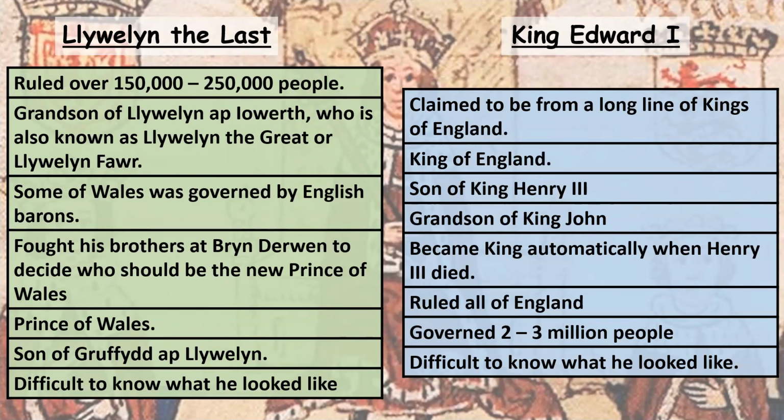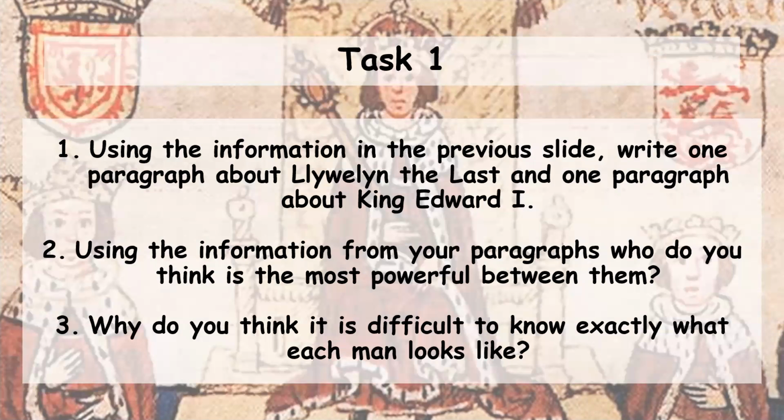Here are some tables, some facts about Llywelyn the Last as Prince of Wales and King Edward I as King of England. Your first task is to use the information in the previous slide to write 1 paragraph about Llywelyn the Last and 1 paragraph about King Edward I. I then want you to use the information you have written in your paragraphs to decide who you think is the most powerful between both of these rulers. Is Llywelyn more powerful, or is King Edward more powerful?